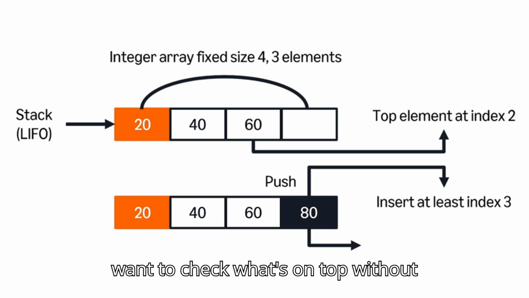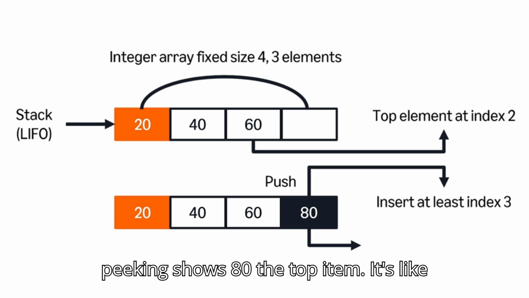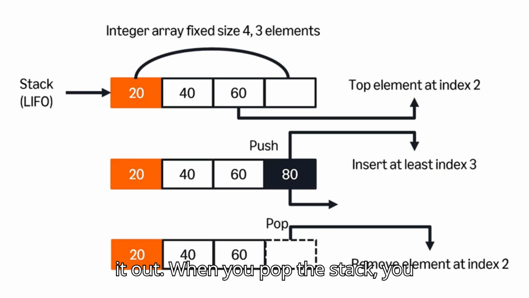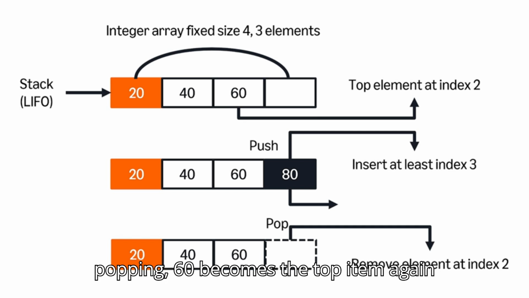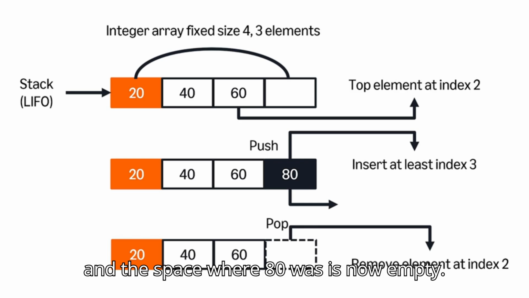If you just want to check what's on top without changing anything, you peek. Right now, peeking shows 80, the top item. It's like looking inside the top box without taking it out. When you pop the stack, you remove the top item, 80. After popping, 60 becomes the top item again, and the space where 80 was is now empty.